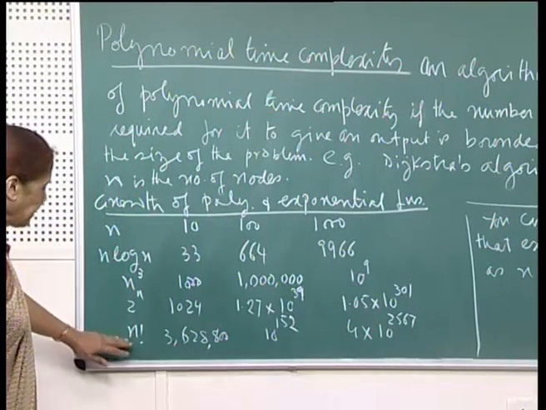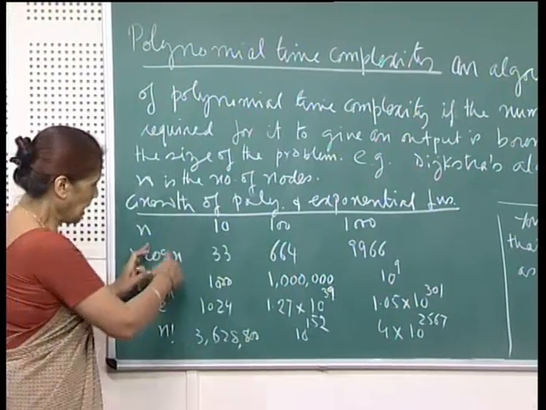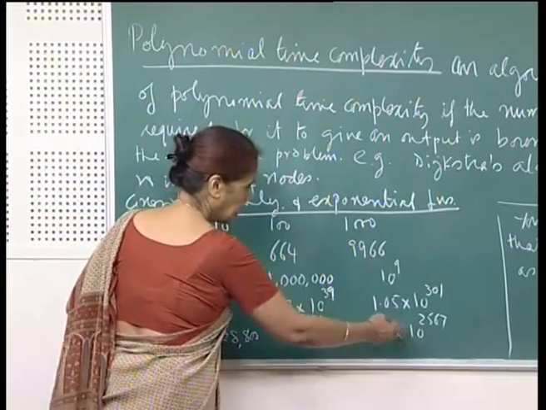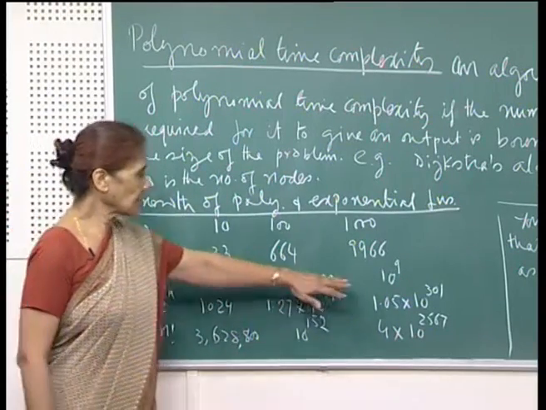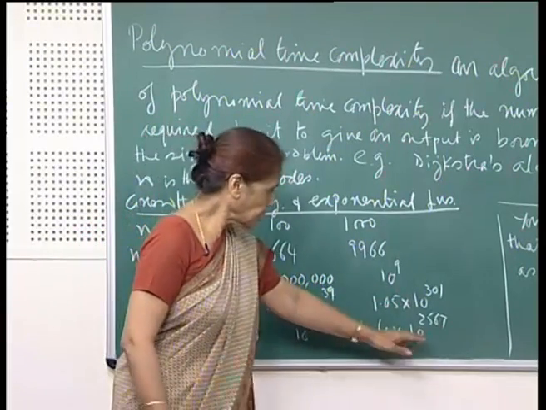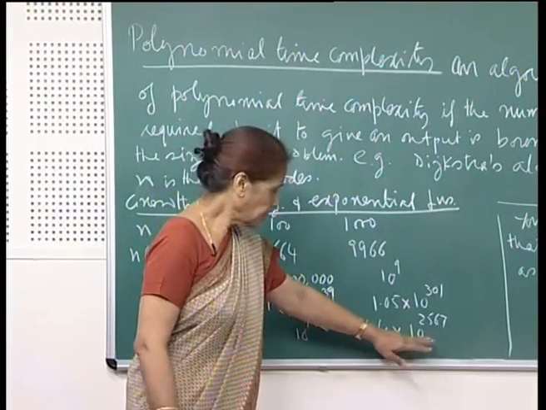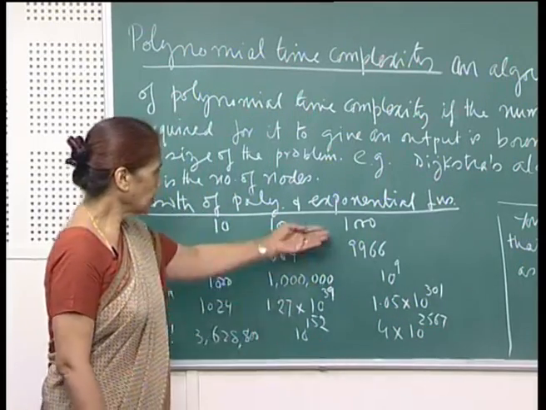Okay. And n factorial, of course, is much bigger than 2 raised to n. So, you see that as n increases, the exponential numbers explode, whereas the growth of polynomial functions is slow, but the exponential functions become unmanageable. 10 raised to 2567 for 1000 nodes only.